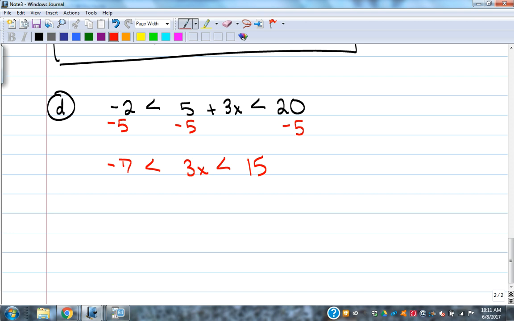And then I'm looking to get x by itself. So one more step. Yeah, divide everybody by 3 and reduce if possible. Okay, so -7/3 doesn't reduce. I don't flip my symbol because I didn't divide by a negative, so I'm just leaving it like that. And then 15 divided by 3 does work out to be 5. So that's nice.